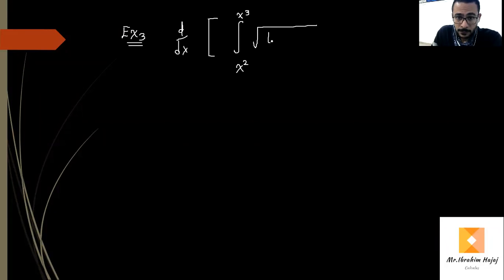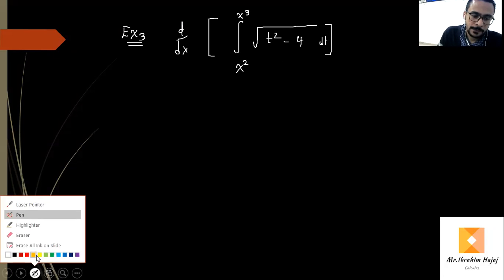But when it's x squared to x cubed or cosine x and tan x of a function like a square root of t squared minus 4, any function, نفس الfunction, okay, dt. How to solve this question?